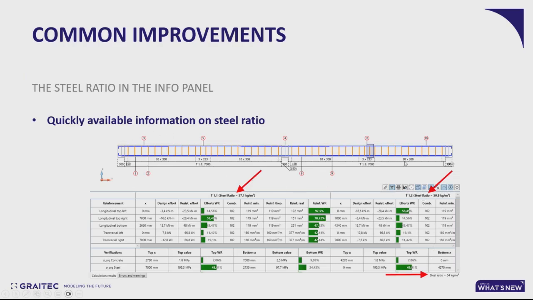If you're modeling a multi-span beam, you can get that value for every separate span in the information panel of concrete design modules. That can be very helpful for you, for example if you want to have the metrics or compare the ratio of the steel used for each beam for different projects.